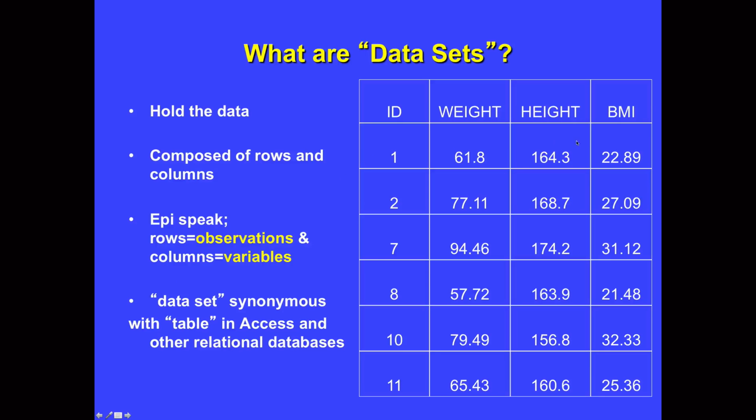So for example, over here on the right, you can see row 1 has the first participant in the study. This participant has an ID number 1, which is a variable in the data set, so every participant in this data set has a different ID number, of course. And then within each row, you have different information about that participant, comprised of the variables that make up that row. So this participant has a weight of 61 pounds, a height of 164 centimeters, and a BMI of 22.9.